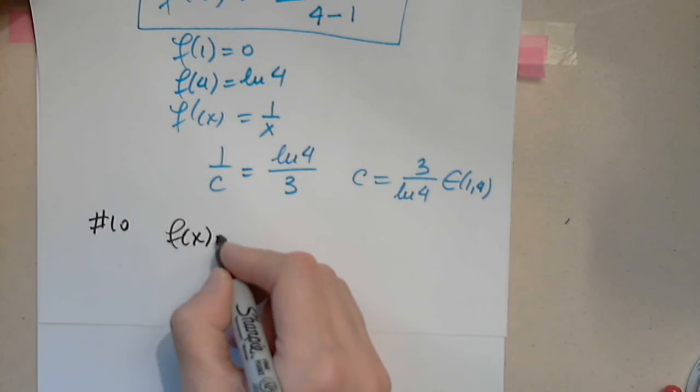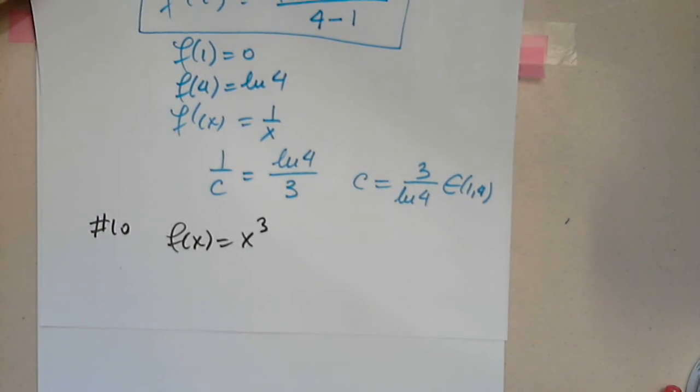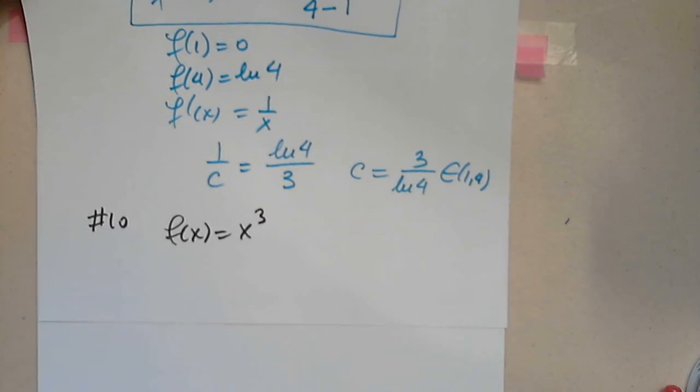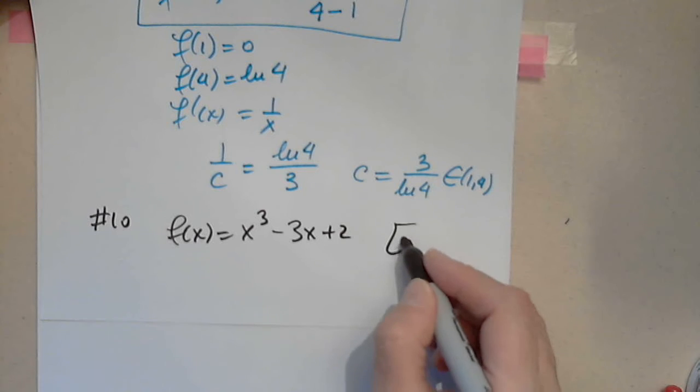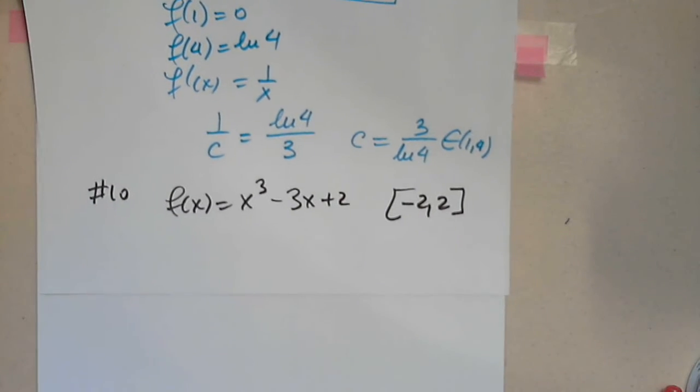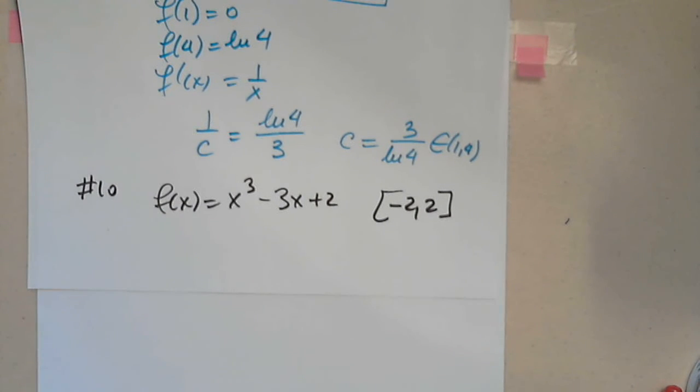F of x, x to the third, minus 3x plus 2, and the interval is -2, 2. Same question. Verify that the function satisfies the hypothesis of the mean value theorem on the given interval. Then find all numbers C that satisfy the conclusion of the mean value theorem.